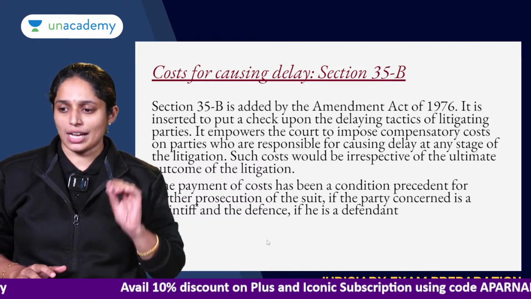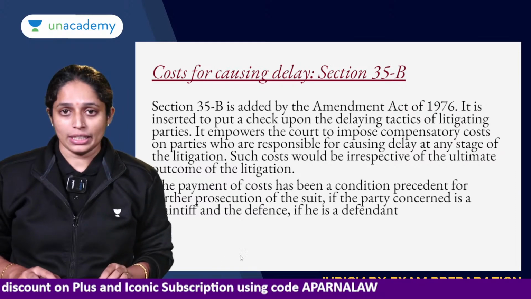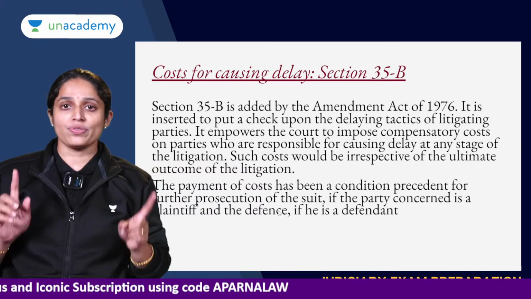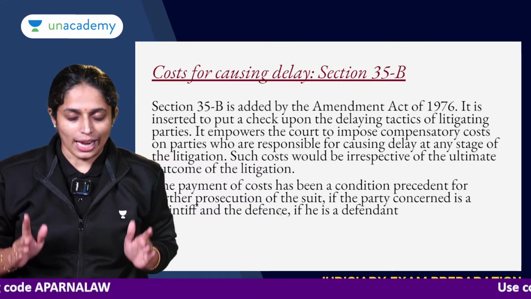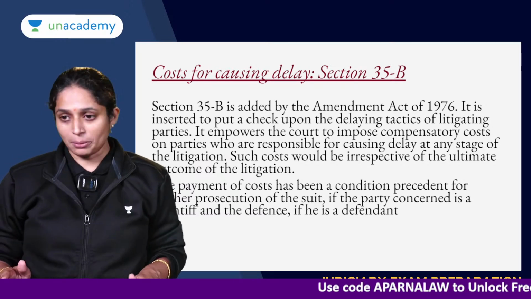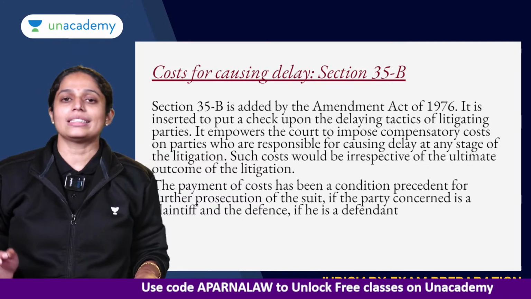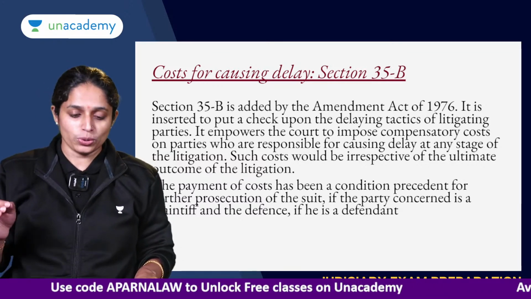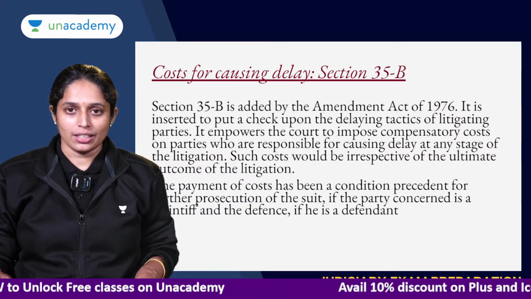Then the last one, the last portion, very important portion, is section 35B. This is regarding cost for causing delay. As we can see, this was added by way of amendment in 1976 itself. So, the purpose of adding this section is to put a full stop on delaying tactics.